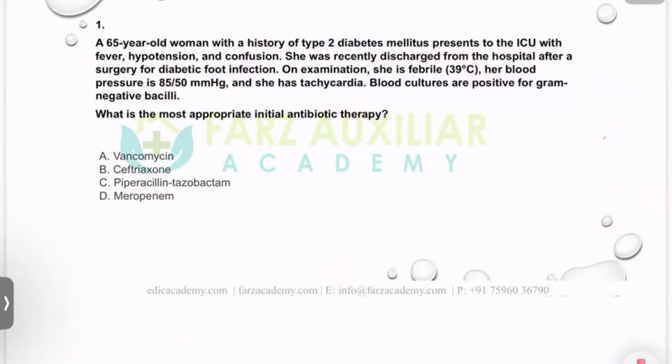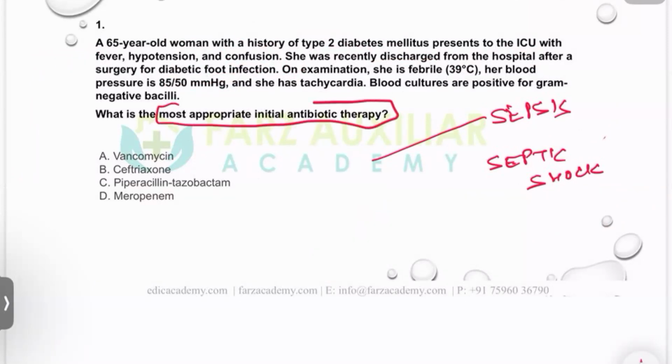What will you do? Meropenem. 1 hour bundle. You mean the antibiotic choice? Yes. So somebody said sepsis and somebody said septic shock. But doctor, here she hasn't received fluid yet. That is okay. The question is on the most appropriate initial antibiotic therapy. Meropenem. It is not the next best step. It is the antibiotic. Like you said, she's in septic shock.